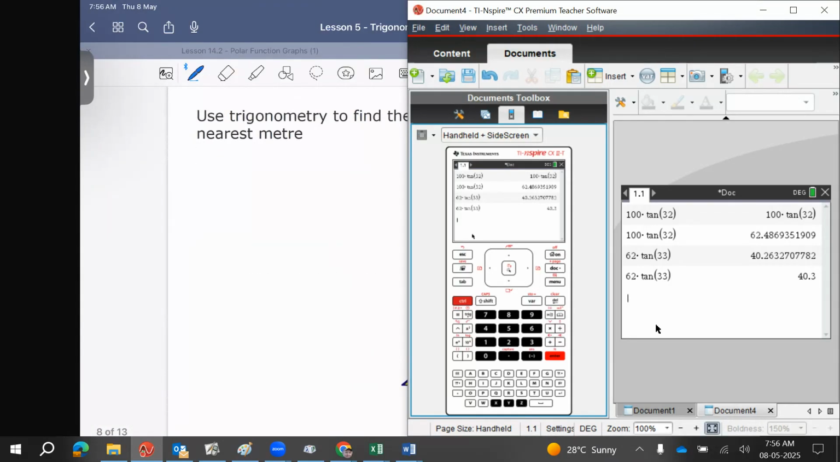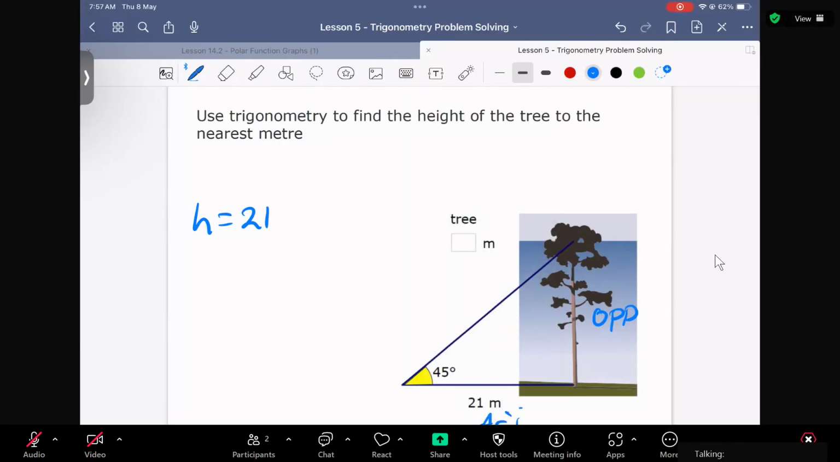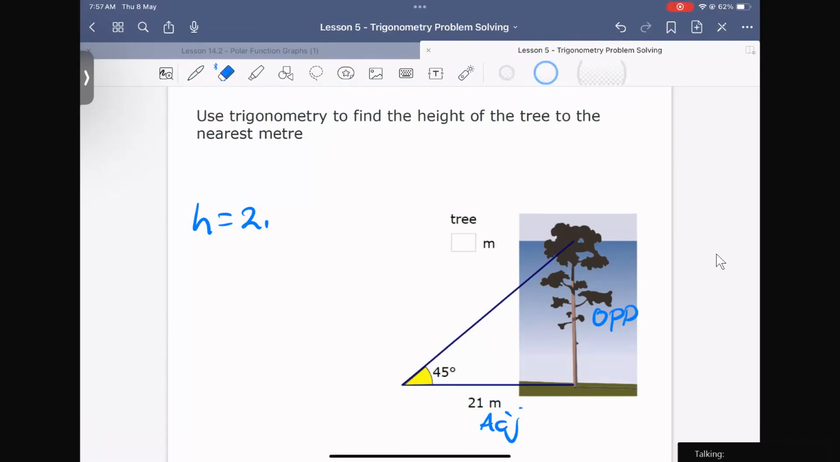Okay, so here for this one, we're asked to find the height again. So this is going to be the opposite, we have the adjacent, and we need the tangent of the angle. So the opposite, which is the height, is going to be 21 times tangent 45.